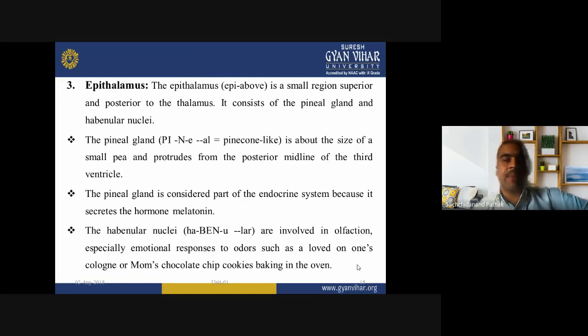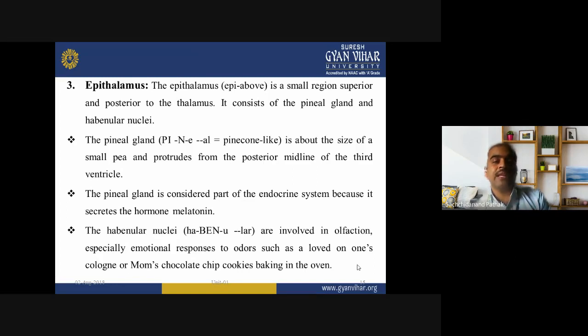It consists of the pineal gland and habenular nuclei. So the pineal gland will be present in the epithalamus. The pineal gland is about the size of a small pea, जो स्मॉल एक तरह मटर के दाने की जितनी इसकी साइज होती है, and protrudes from the posterior middle of the third ventricle. और ये कहाँ से निकलती है? थर्ड वेंट्रिकल के मिड लाइन से, पोस्टीरियर साइड से, पोस्टीरियर मिड लाइन.